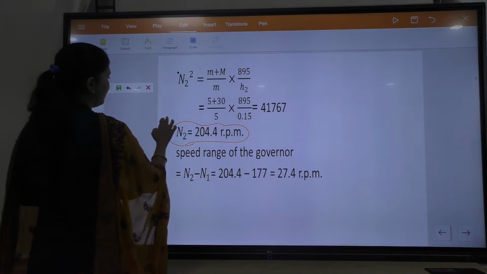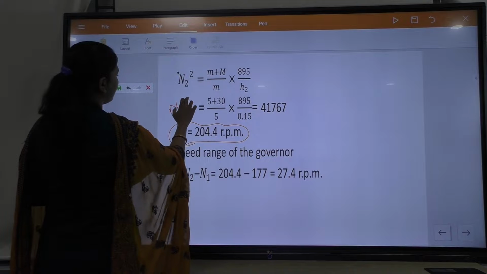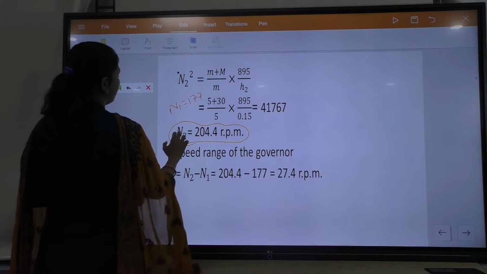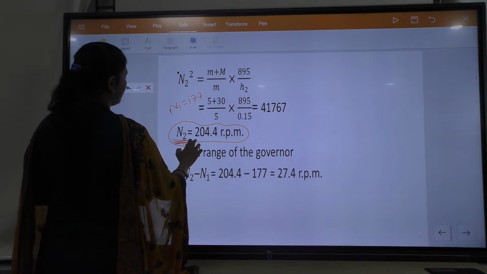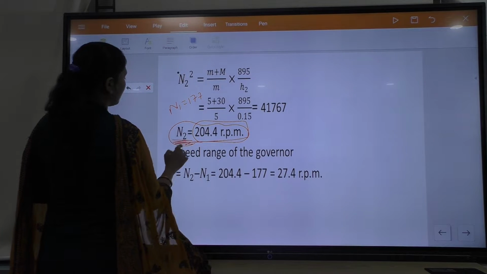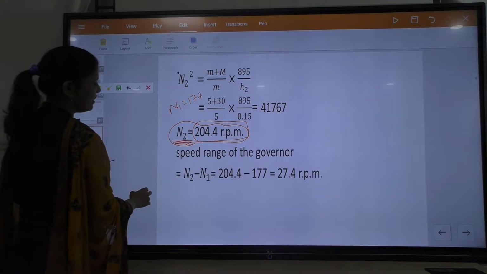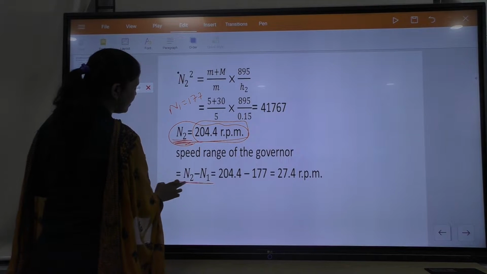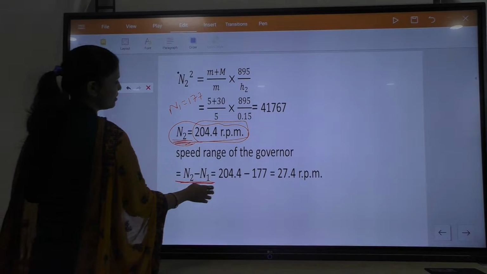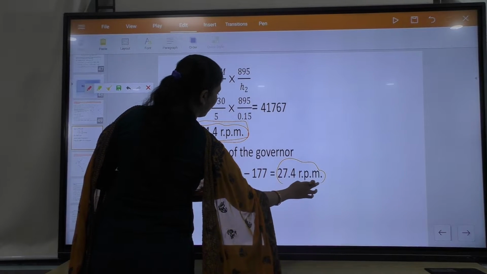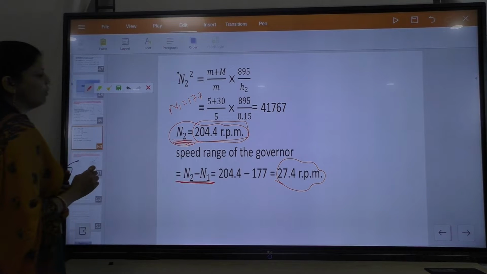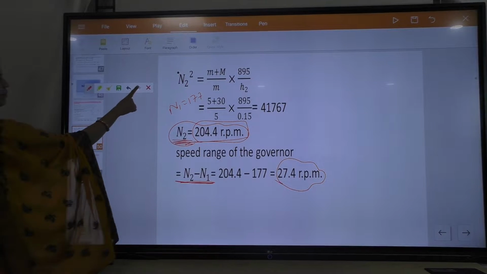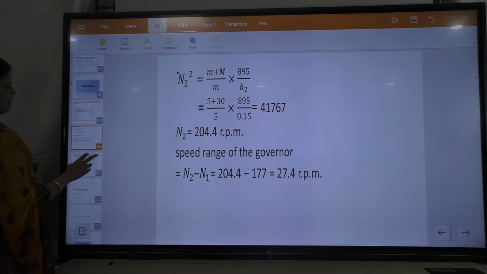We got the value of n1 as 177 rpm, and now we got the value of n2 as well. So easily we can find the speed range, that is n2 minus n1, and our answer will be 27.4 rpm. So this is your answer.